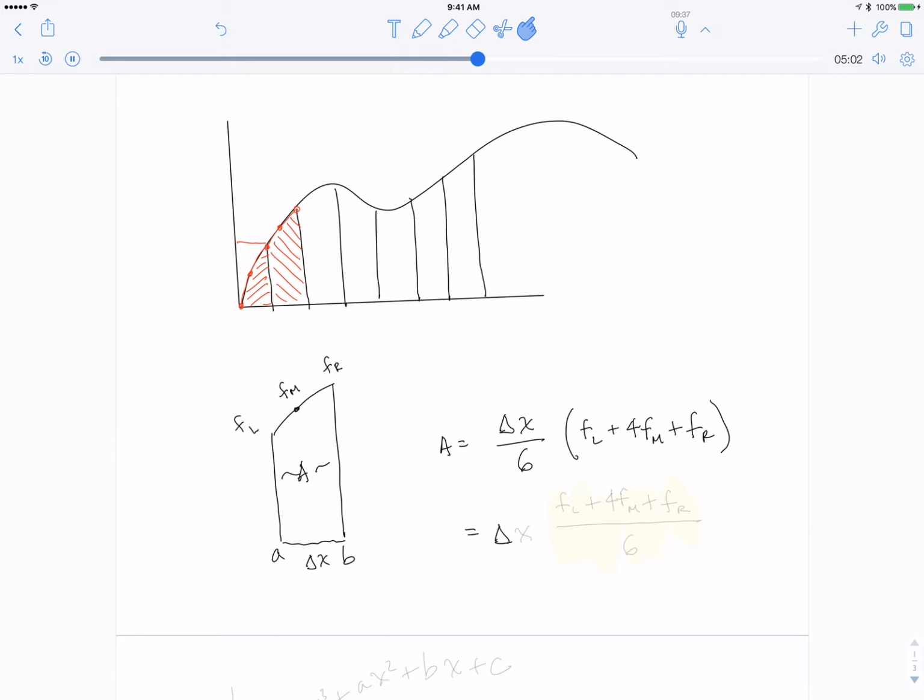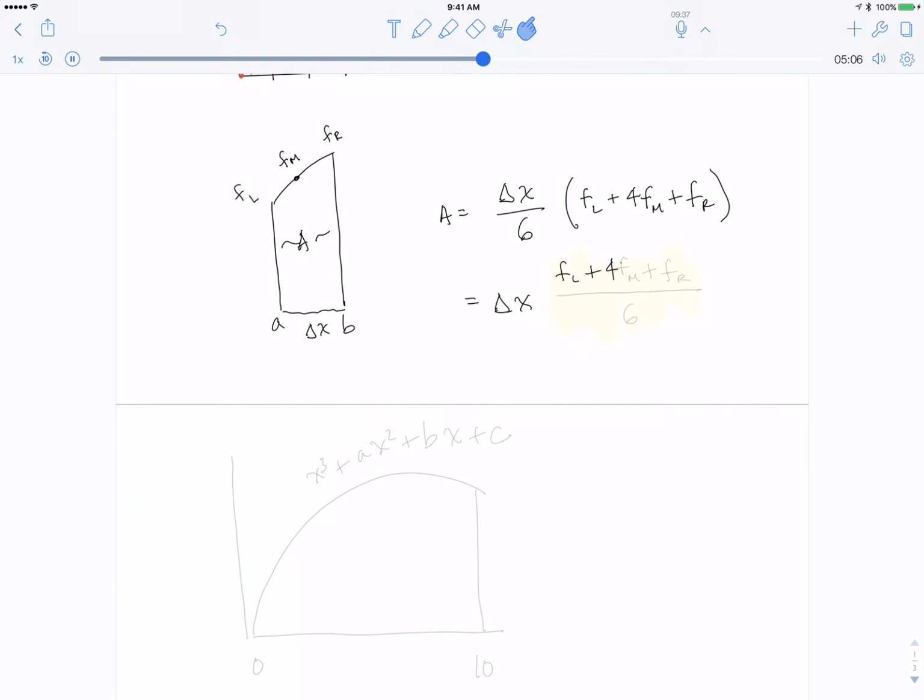Or how I like to think of this is delta x times left, 4 middle, and right, over 6. So in a way, you see this thing here? That's kind of like the average height. 1 of the left, 1 of the right, 4 in the middle divided by 6. And that's the average height times the length, delta x.